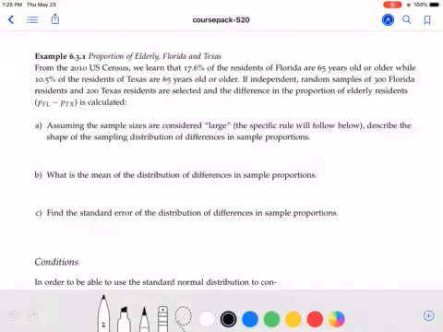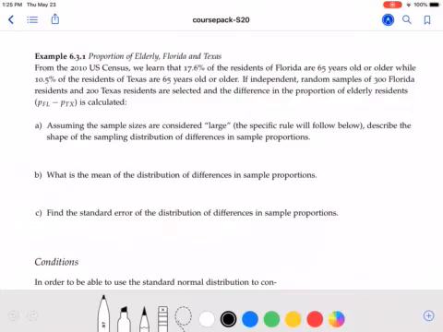From the 2010 U.S. Census, we learned that 17.6% of the residents of Florida are 65 or older, 10.5% in Texas are of the same type. If independent samples of 300 Florida residents and 200 Texas residents are selected, and we're looking at the difference in the proportion of elderly residents, our first question is, if the sample sizes are considered large, with a specific rule following later, we want to describe the shape of the sampling distribution.